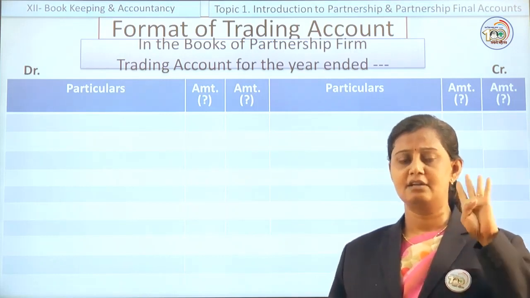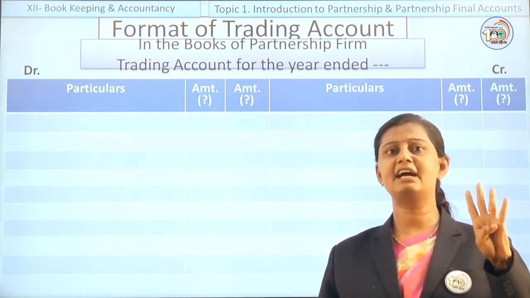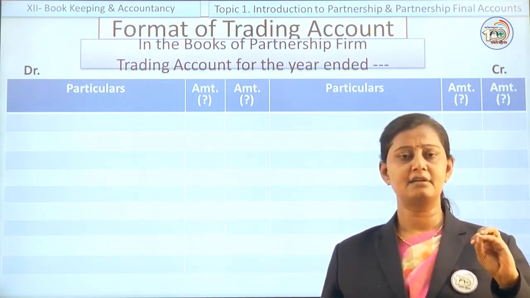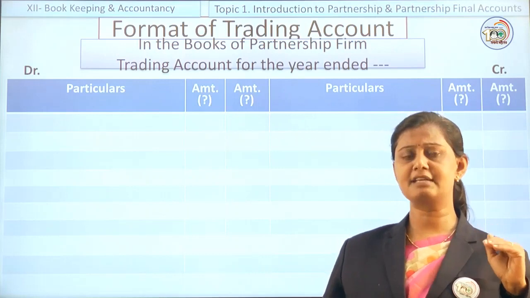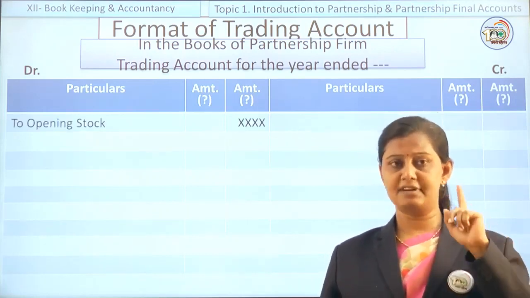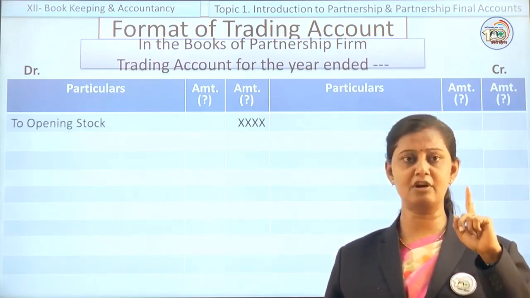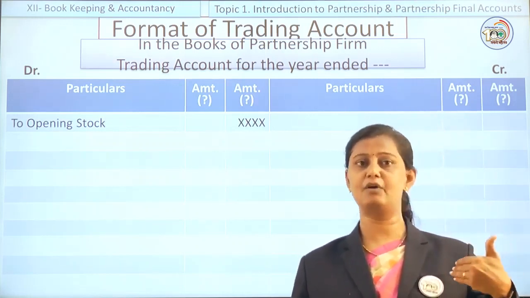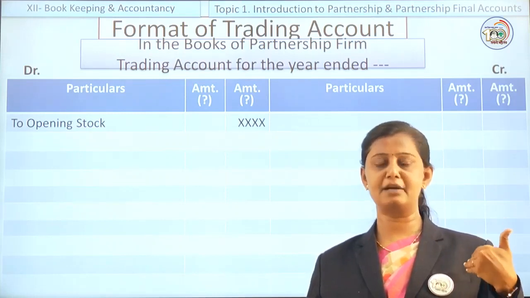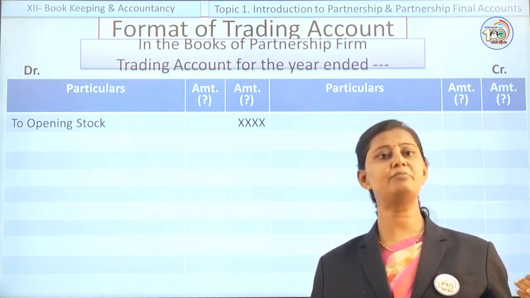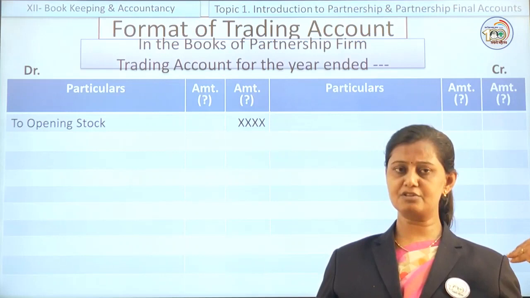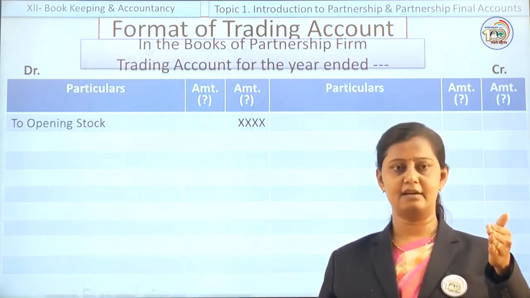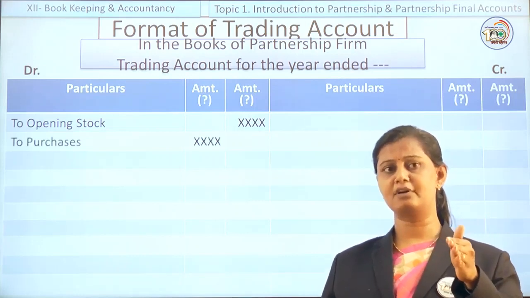Students, 4 आयटम्स कंपल्सरी ट्रेडिंग अकाउंट मध्ये येणार आहेत ट्रायल बॅलन्स मधील. विच आर दीज 4 आयटम्स ट्रायल बॅलन्स आणि ऍडजस्टमेंट मधील. First item, trading account always starts with opening stock. So write down on trading account debit side to opening stock. Outer column मध्ये amount. Opening stock means stock in hand at the beginning of the year. Last year's closing stock becomes the opening stock of this year. So on trading account debit side, write down to opening stock, outer column amount.